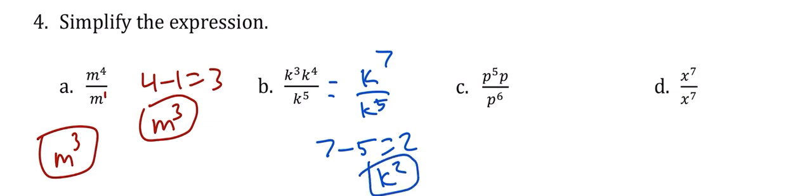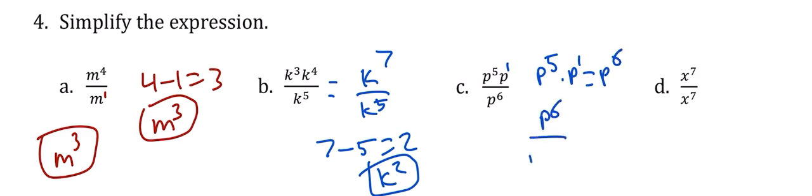Okay, same idea for part C. Let's use our multiplication property to realize that p to the 5th times p, this is really p to the 1st, is going to give us p to the 6th. And so we have p to the 6th over p to the 6th. Well, what happens here? Because 6 minus 6 equals 0, right? So that means our answer is p to the 0.